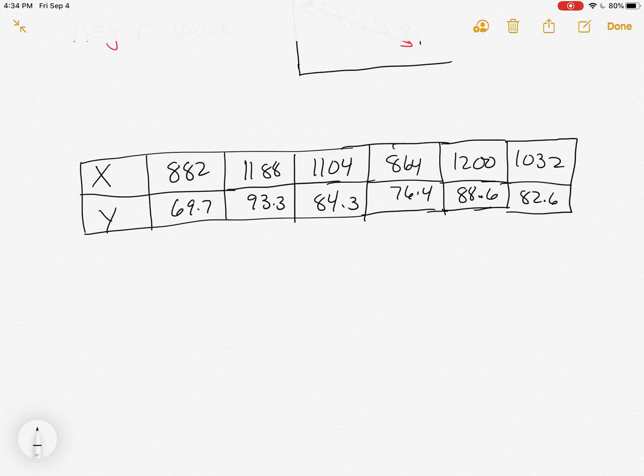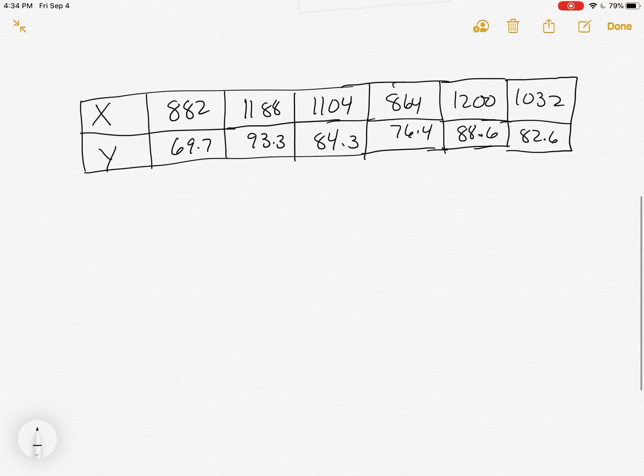They're not asking you to do a scatter plot. They want you to find R, so they want you to calculate R. And just like in 2.4, you're going to compare that R value to a number in the chart.